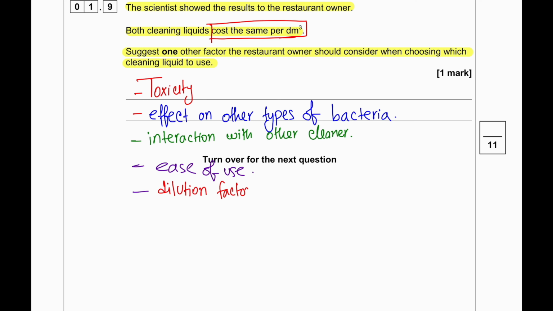The restaurant owner can also see the dilution factor of each of the cleaners versus the cost and the time the cleaner is effective for. So all of these are possible answers. However, for 1 mark, we only need to write one of the points.